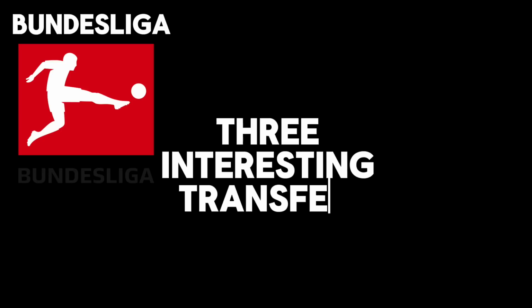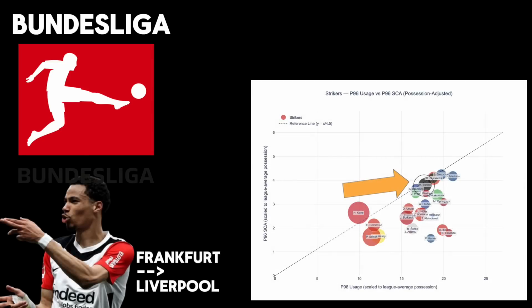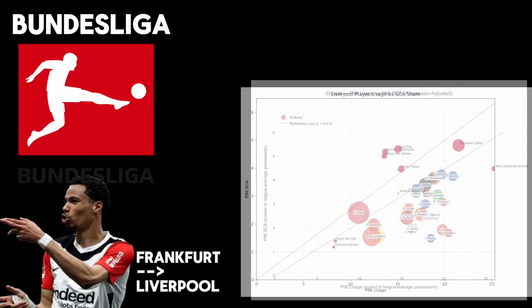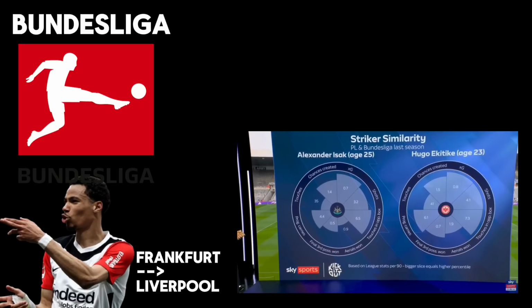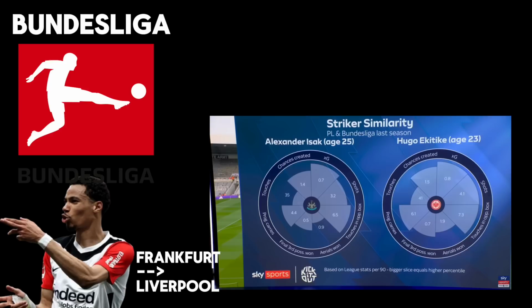Now for some of the players who transferred. Hugo Ekitike moved from Frankfurt to Liverpool. Liverpool didn't play with an endpoint striker before. Liverpool needed somebody who was going to be part of the attack just as much as all of the players they had who filled in at striker last year, like Gakpo, Nunez, Diaz, or Salah. On Monday Night Football last week, they said that Ekitike was the most similar player to Isak in all of Europe. I think I agree.